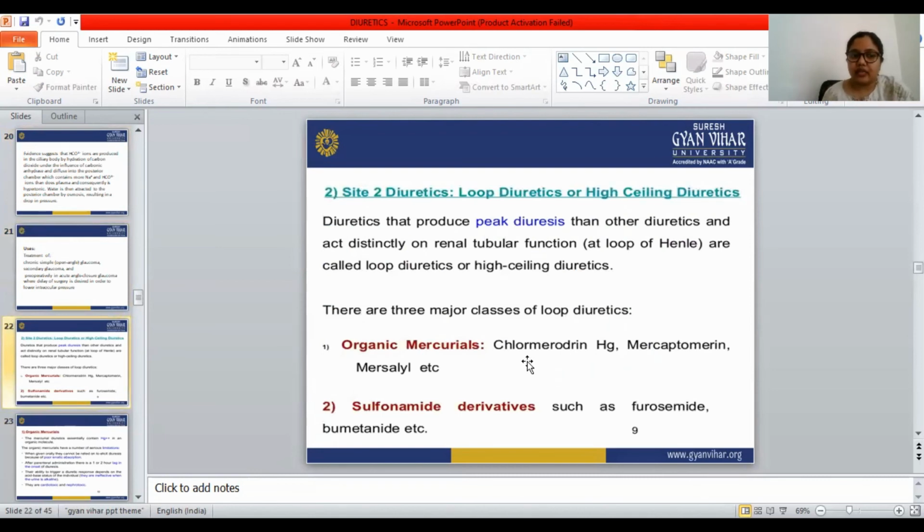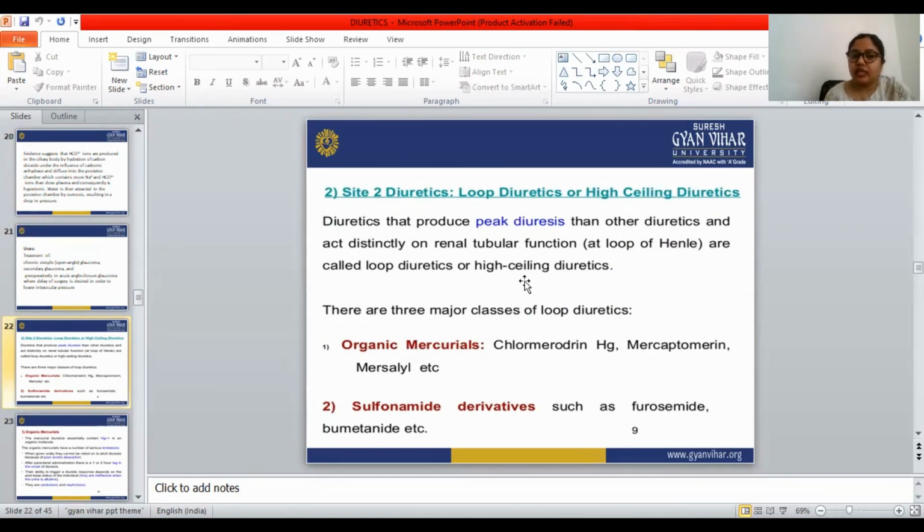So our next category is the site 2 diuretics, that is loop diuretics or high ceiling diuretics. The diuretics that produce peak diuresis more than other diuretics and act distinctly on renal tubule function are called loop diuretics or high ceiling diuretics.